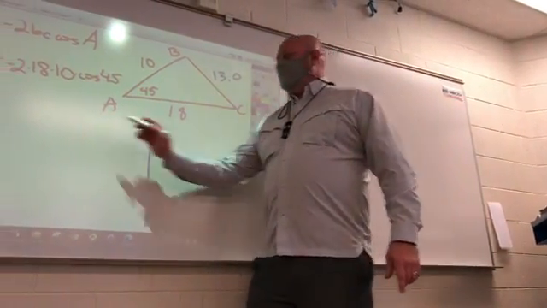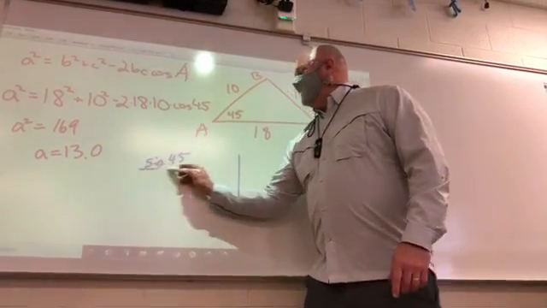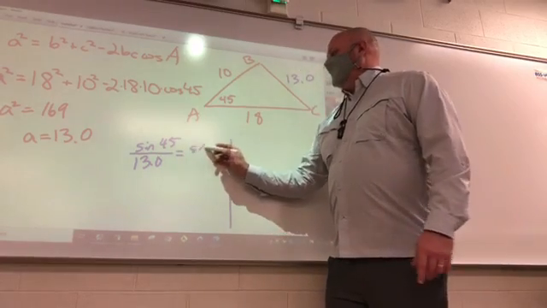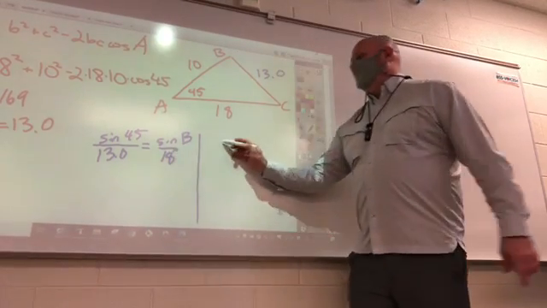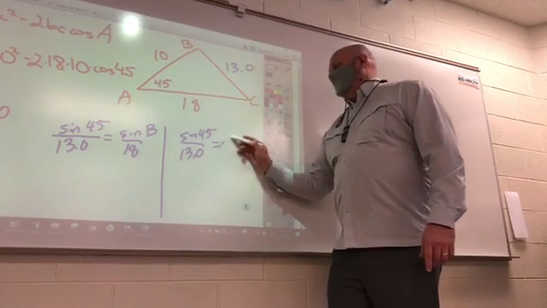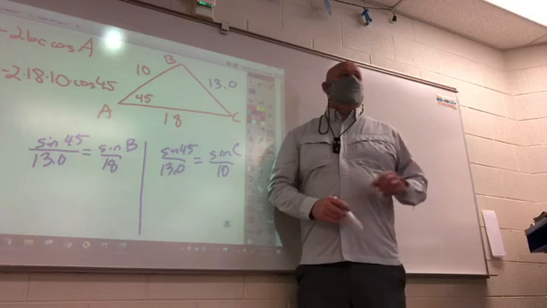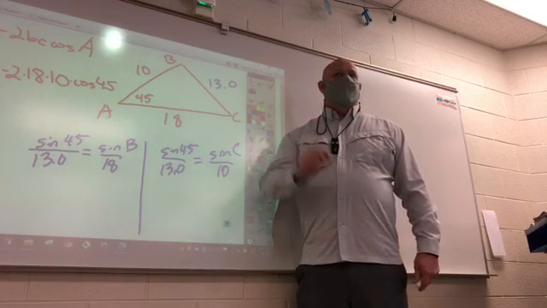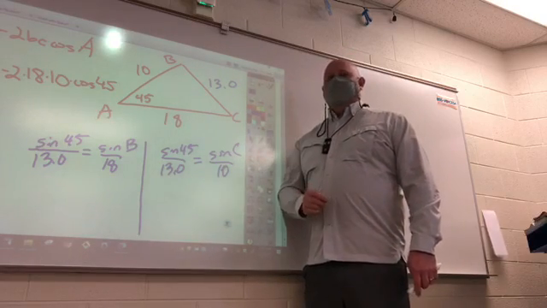Here's the problem. I have a choice. I can go sine of 45 is to that 13.0, right? And I can do sine of B is to 18, or I could do sine of C is to 10, right? I have an absolute choice. And the question is, does it matter? Yes, it absolutely does matter. There's a major problem here.